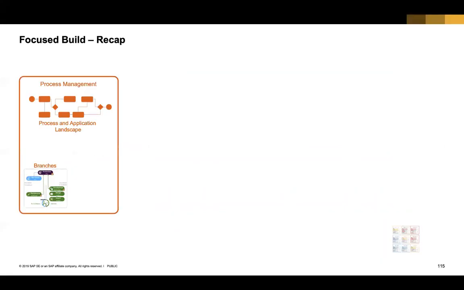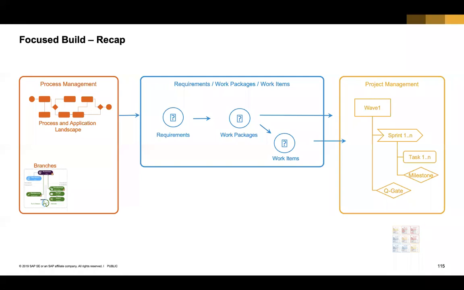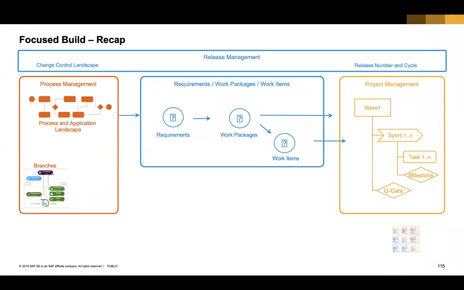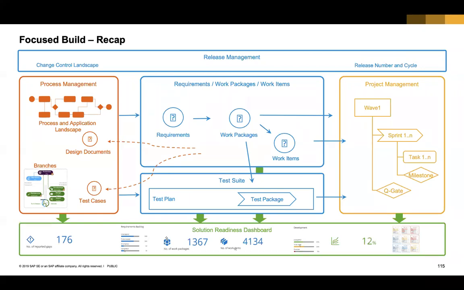A few last topics before I close the call. I just wanted to recap the architecture. From process documentation, we create the requirements and work packages, work items. They are assigned to waves and sprints within the Focus Build projects. Release management happens over and above for transport management and release deployments. And then documents are stored back in process structure. Test cases are stored back in process structures. Based on these test cases, you create test plans and packages. And then everything is tracked in the solution readiness dashboard.